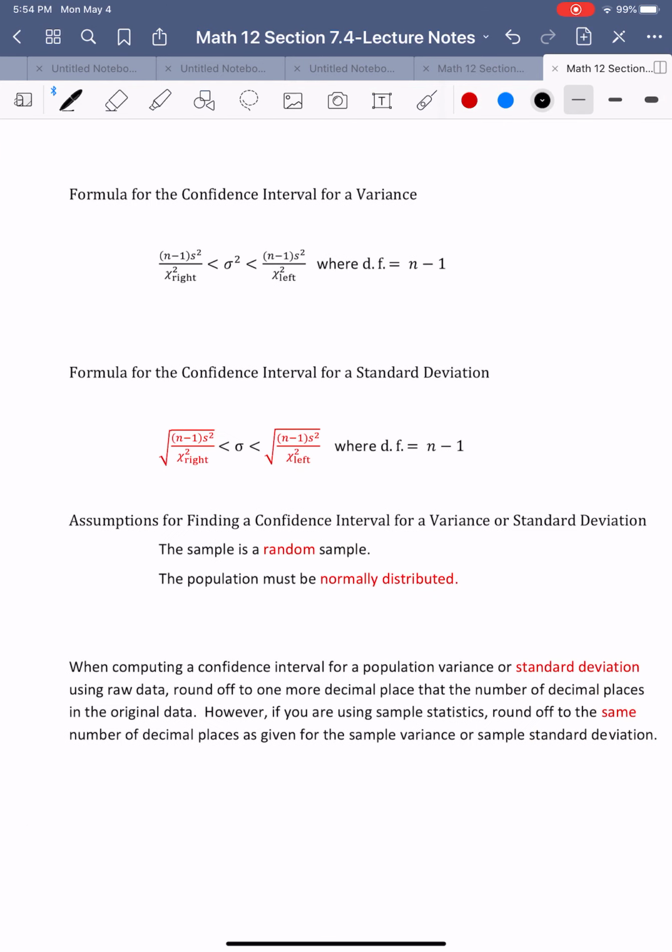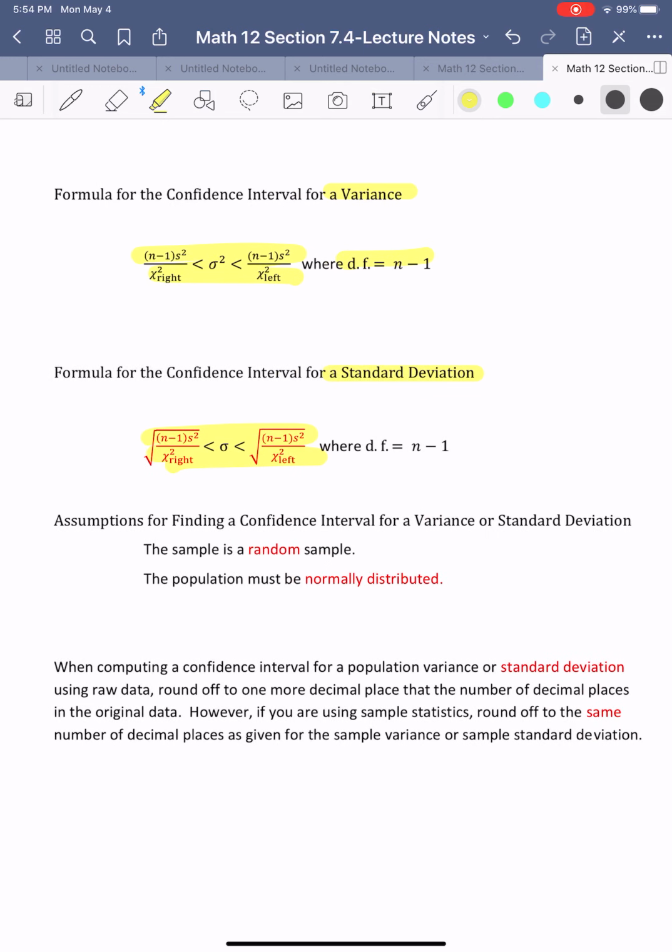Now the formula for the confidence interval for the variance. This is the formula for the confidence interval with the degrees of freedom. And for the confidence interval for the standard deviation, this is the formula.